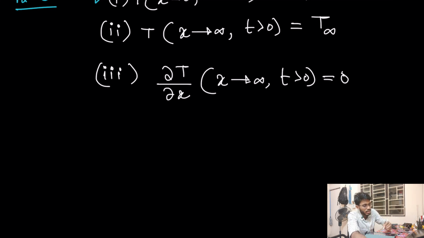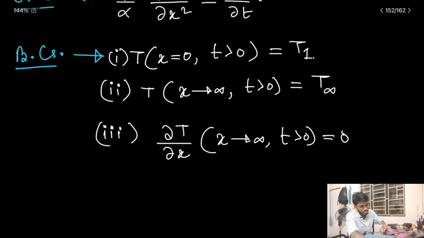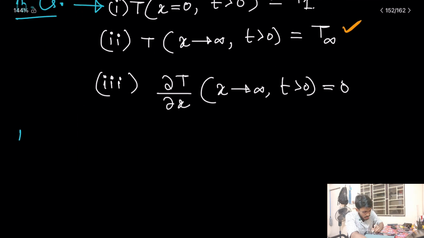We already have shown that that delta will scale with root over alpha into t, where alpha is the thermal diffusivity and t is the time instant at which you are observing. Now these two boundary conditions are actually correlated, so here we will consider only this and this. Now let me write the initial conditions.